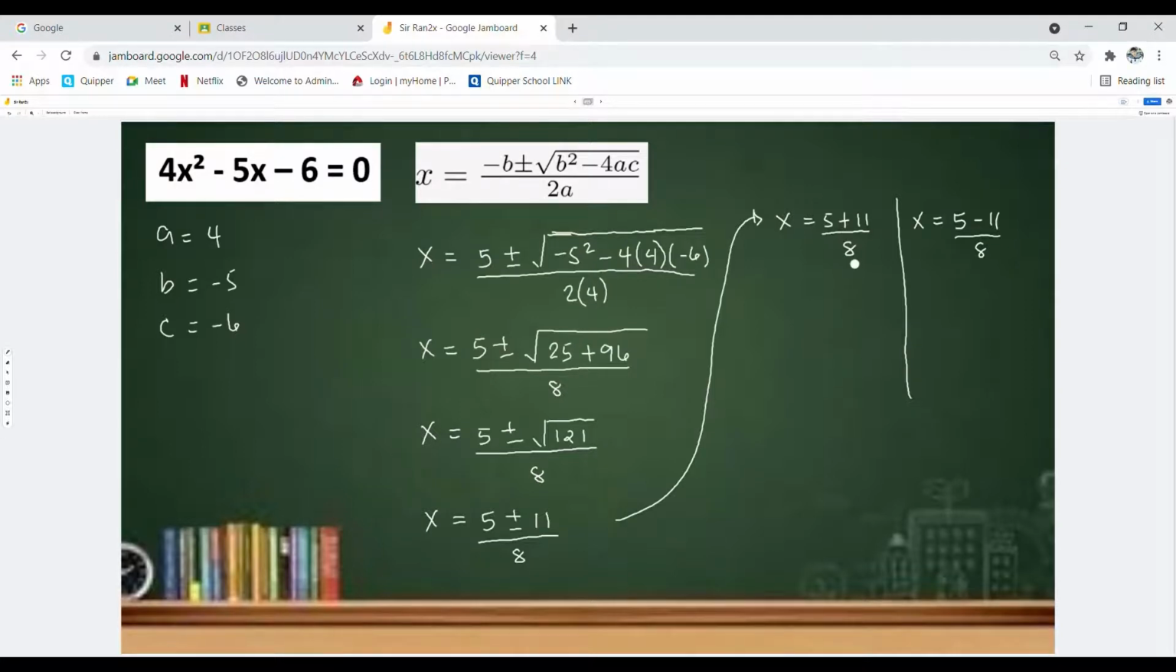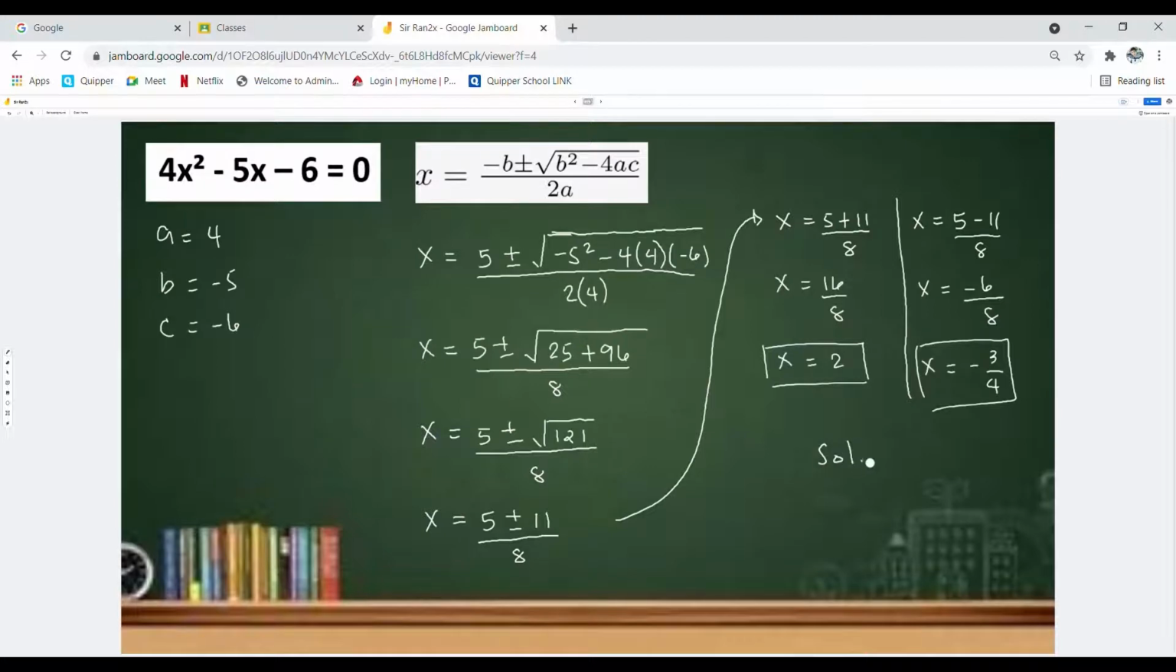Now you are going to simplify the numerator, or add, that is 16 over 8. So therefore, your first x is 2. Okay, here you will have x is equal to -6, because 5 minus 11 is -6, over 8. Reduce that, that's x is equal to -3/4. And then you can write your roots or solution. Alright, and that is 2 and -3/4.